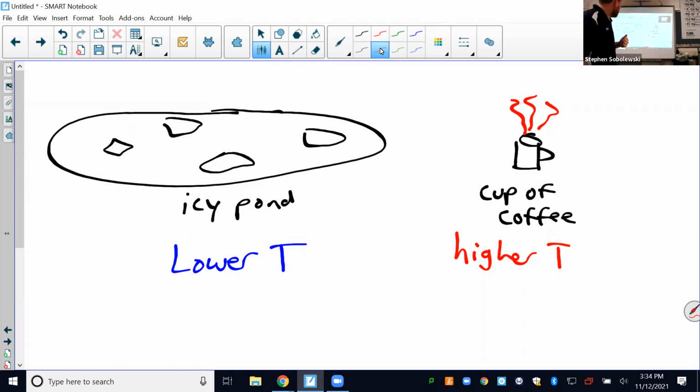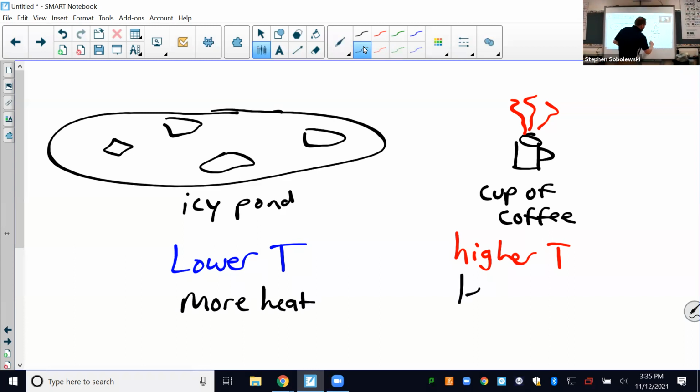Well, are the icy pond's water molecules moving, even if they're on the verge of freezing? Well, yeah, even if it's an iceberg, the iceberg has way more movement in total than the cup of coffee, because even though the particles aren't freely zipping around or shifting around, they're still vibrating. Even if they're cold solids, they're still shaking. There's still movement there. So in terms of the total movement, the icy pond is going to have a lot more total movement. So for this, I'm going to say more heat. And for the cup of coffee, less heat.